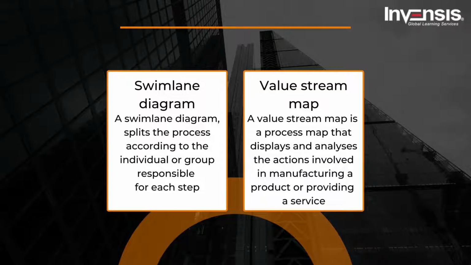A value stream map is a process map that displays and analyzes the actions involved in manufacturing a product or providing a service. It is developed as part of lean implementation and process improvement. It is a comprehensive diagram that depicts the present condition of a process, concentrating on the value-added or non-value-added processes. These were the different types of process maps.